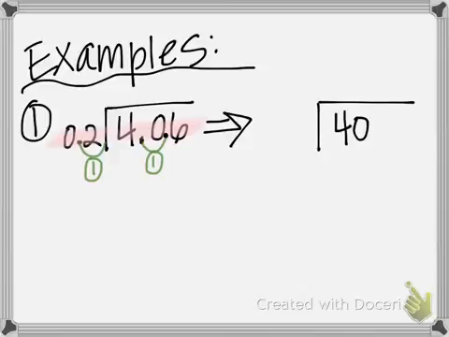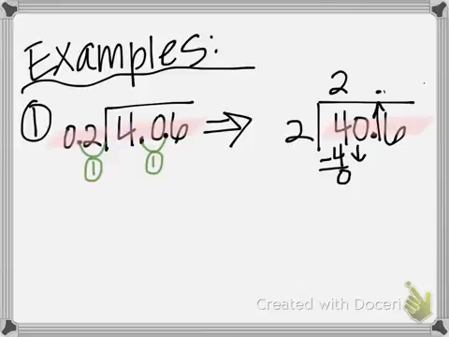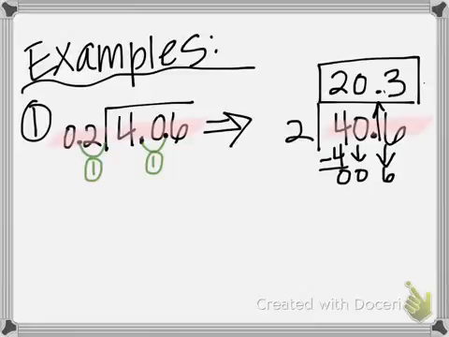it's now 40.6. We got rid of the decimal outside. Now the dividend still has a decimal, but it goes straight up. Then we carry on with our division. And our answer is 20.3.